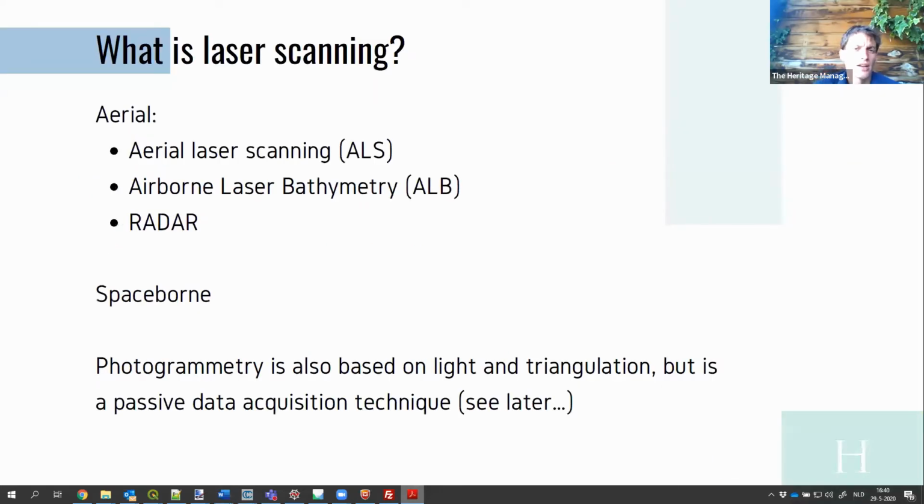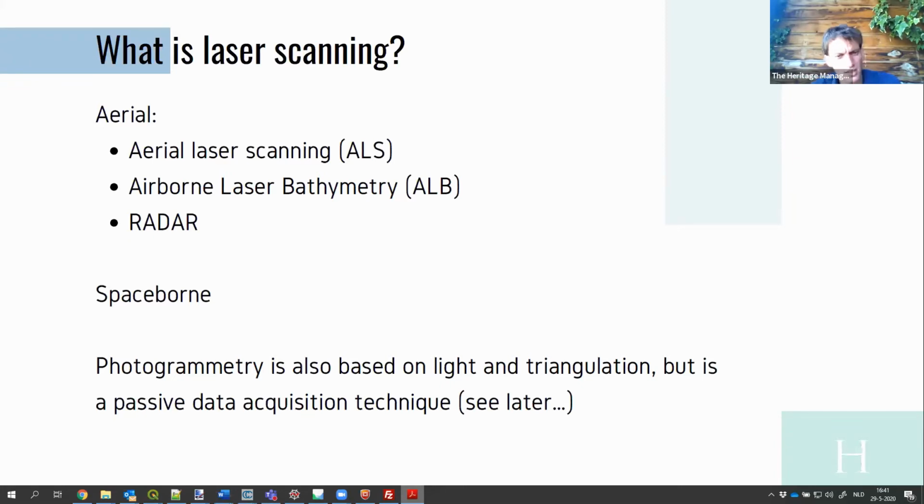If we talk about laser scanning using an airborne platform, most of the time we talk about airborne laser scanning or airborne LiDAR, as you will also find it in literature. A frequently used abbreviation for that is ALS. So if you look for airborne data, ALS is the abbreviation to look for.